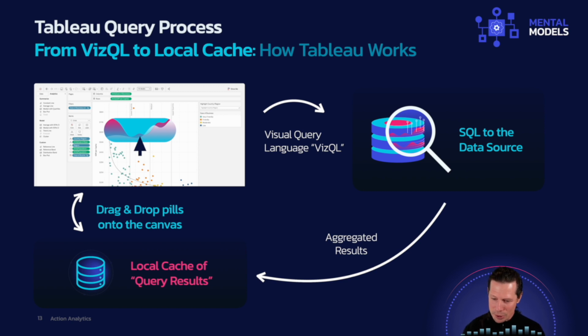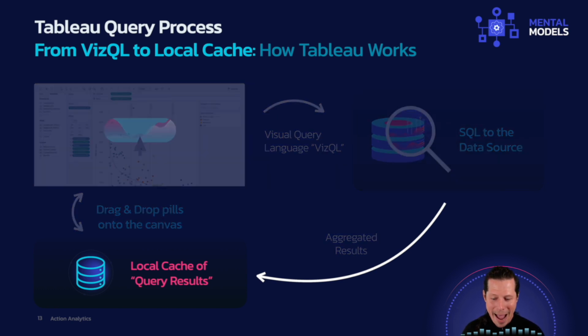This is an oversimplified model, but in general, what's happening is when we drag pills out onto the canvas, Tableau through VizQL is structuring a query that goes to the data source, and some type of aggregated query result is coming back from that query that got generated by Tableau. And so then it's in this local cache of query results here that we're going to get one new record for each unique combination of available dimension members.